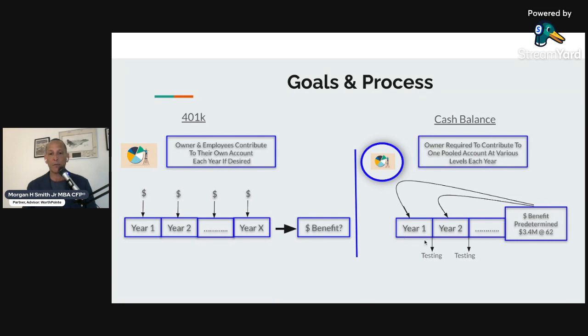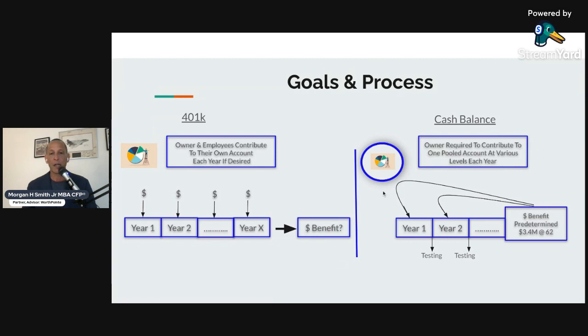And at the end of each year, based on the interest credit rate, the amount you contributed, and again, investment performance will have an effect on this, they'll do testing each year, and you'll get a report at the end of each year. It'll tell you a range in which you can invest and contribute to the pooled account the following year, with the idea that they're giving those recommendations based on a predetermined benefit for each participant of $3.4 million at age 62. So very different.